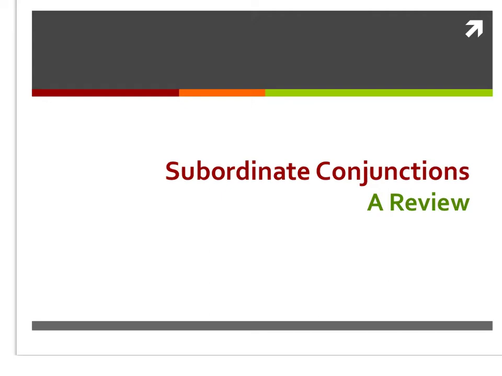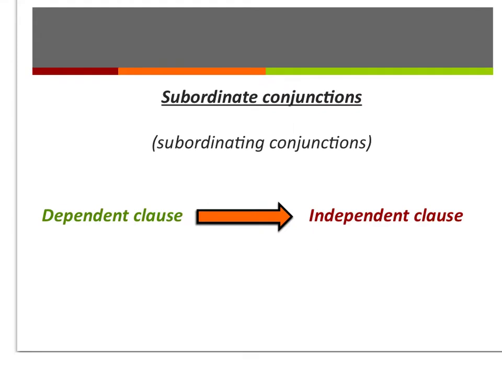This video will review subordinate conjunctions. Subordinate conjunctions are also called subordinating conjunctions. These are words used to introduce a dependent clause and to show the relationship between the independent clause and the dependent clause.